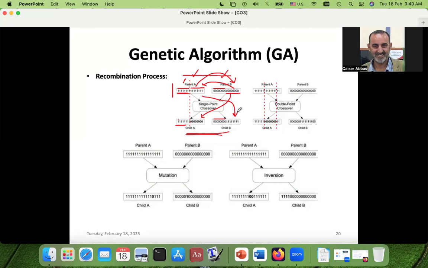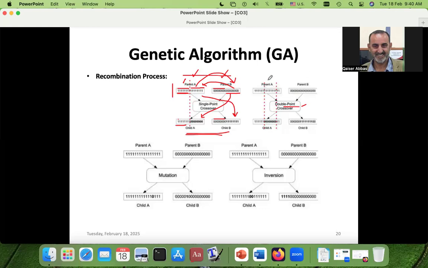This is called single point crossover. And double point crossover. Again, you have to draw these two lines now, which is double point. You have to draw two cuts on the string of the parent A or parent B.